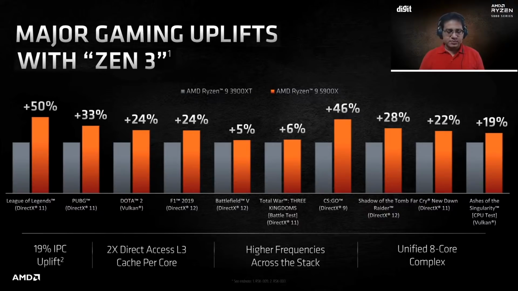Now, this is a gaming benchmark chart, and here we see the Ryzen 9 3900 XT compared with the Ryzen 9 5900X. Both CPUs have 12 cores and 24 threads. The 3900 XT has a boost clock of 4.7 GHz, while the 5900X has a boost clock of 5.8 GHz. We see gains of up to 50% in titles like League of Legends and CSGO, and we also see some modest gains in games like Battlefield 5 and Total War: Three Kingdoms. These two processors were released 4 months apart, so you can see how significant the gains are.